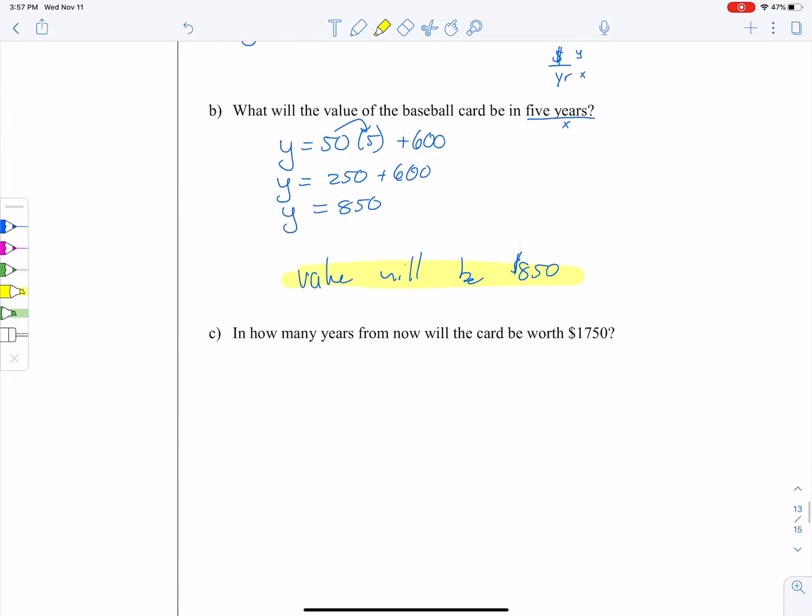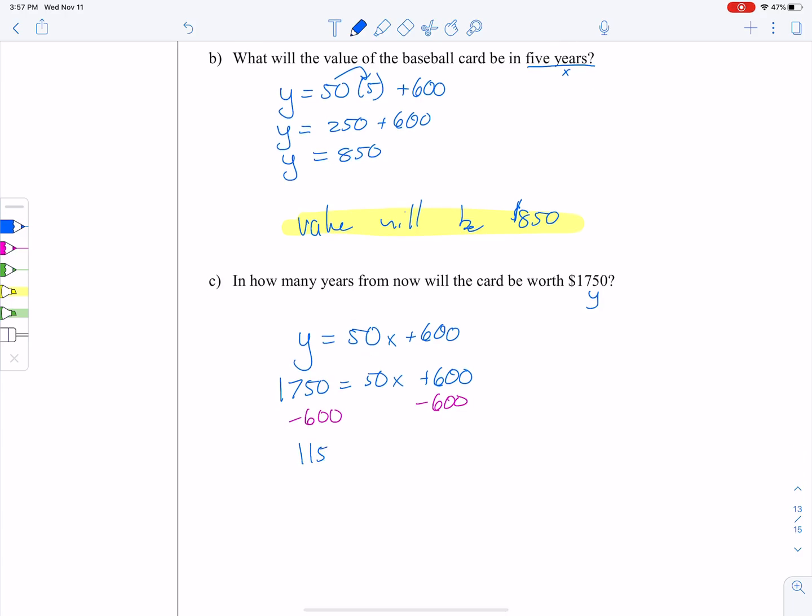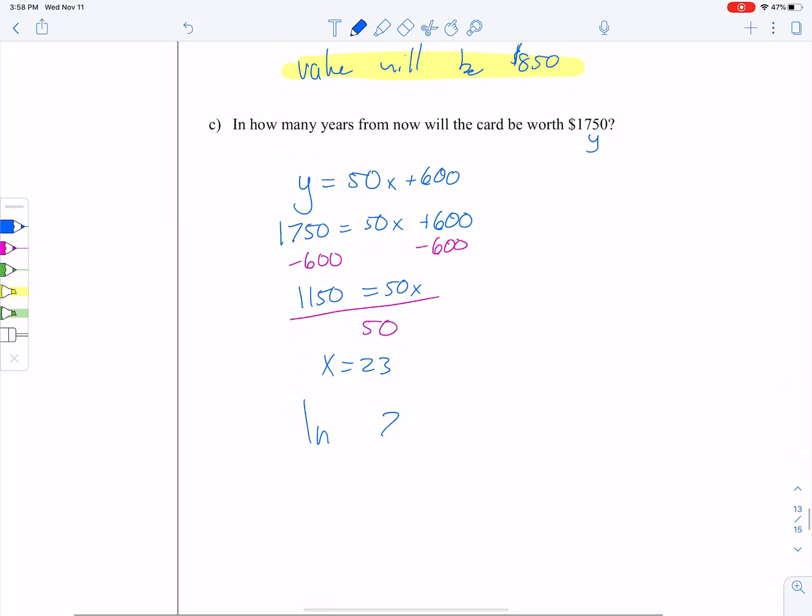Okay. And how many years from now will the card be worth $1750? So this time this is going to be our Y. So we have Y is equal to 50x plus 600. In place of our Y, we can write 1750 is equal to 50x plus 600. So we're going to subtract 600 from both sides. So we get 1150 is equal to 50x. We can divide by 50, and you get x is equal to 23. So in 23 years.